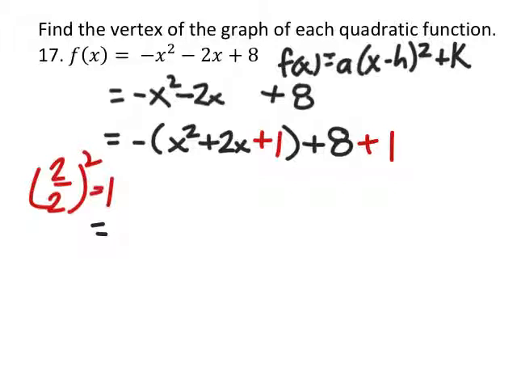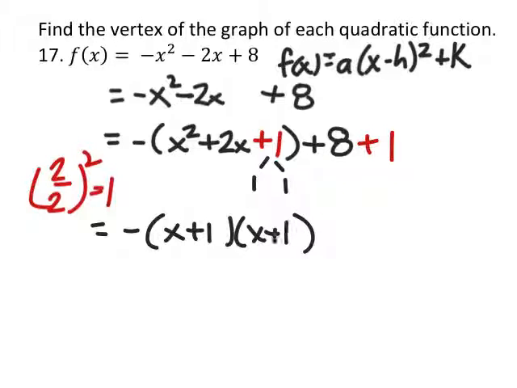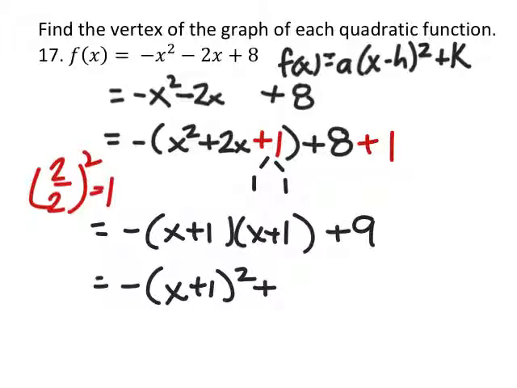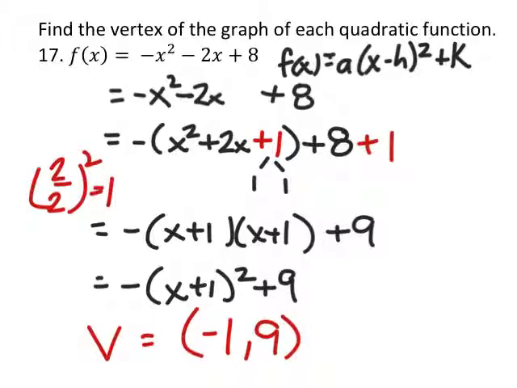Alright, so that gives us now a negative x. Oh, by the way, I'll factor this right now. 1 would just be 1 and 1, so we have x plus 1, and this is now plus 9, which really gives us a negative x plus 1 squared plus 9. Well, that's nice, because we can see right away what the vertex is. The vertex is at negative 1, 9.